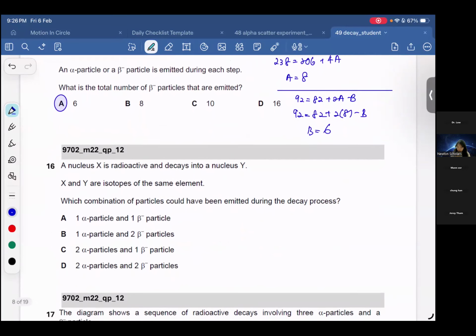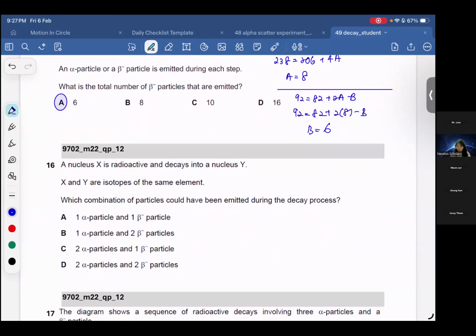Okay, here number 16. Question number 16. X is radioactive, so it will decay into the nucleus Y. Then X and Y are isotope. Which combination of particle could have been emitted during the decay process? Sean, yes.